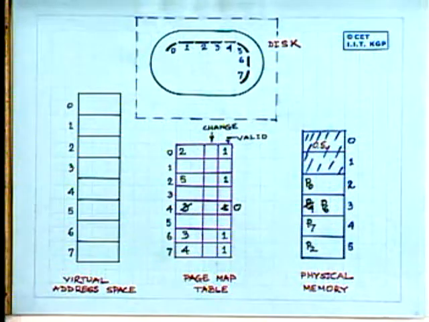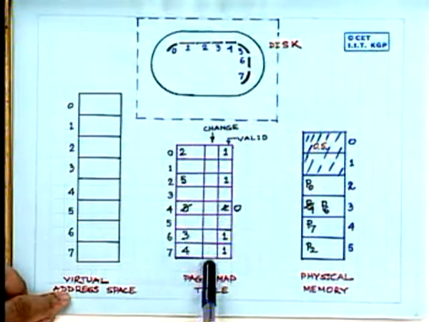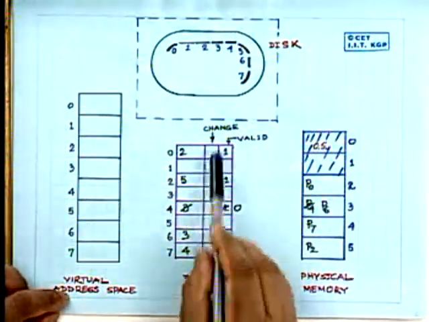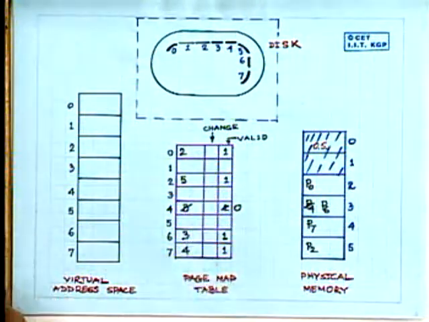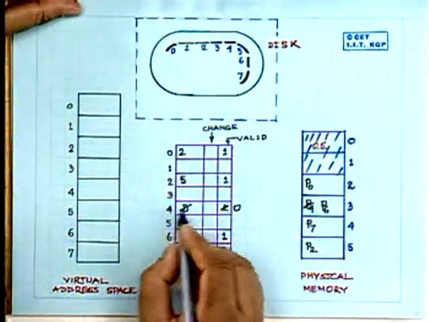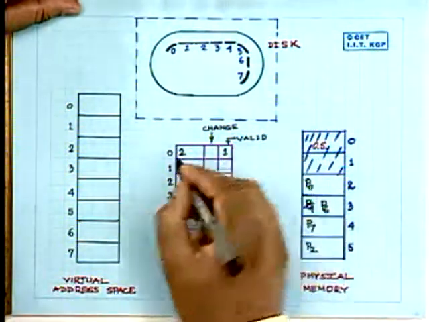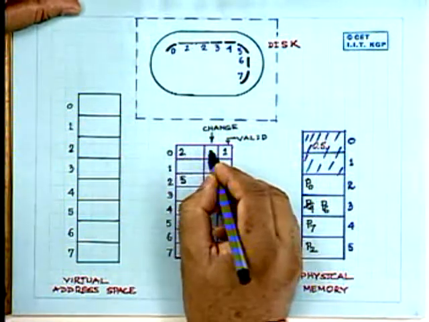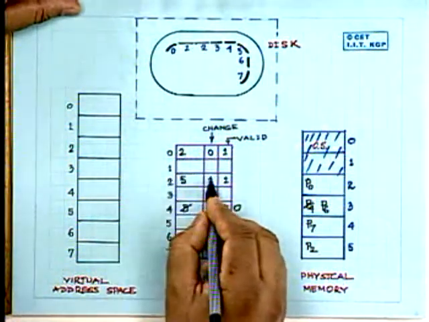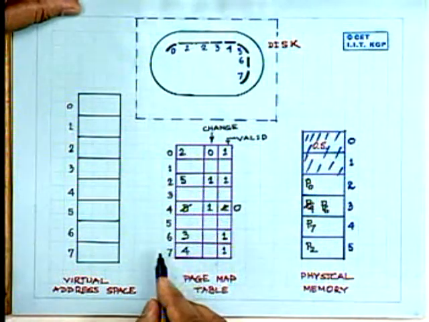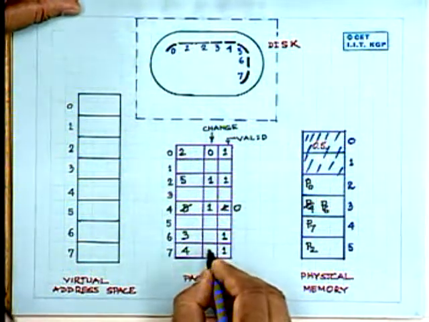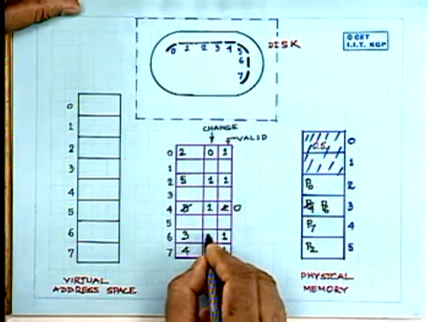Therefore, what is done is this: if during the time that page 4 was swapped in, and the time page 4 is removed from the physical memory, there is a change in page 4, that is reflected in this column of the page map table, which we call the change column or the change bit. For example, if page 4 was changed, then that will be made 1. Otherwise, it will be 0. If page 0 was not changed, then it is 0. If page 2 was changed, this should be 1. If page 7 was not changed, then it is 0. And if page 6 is changed, then it is 1.